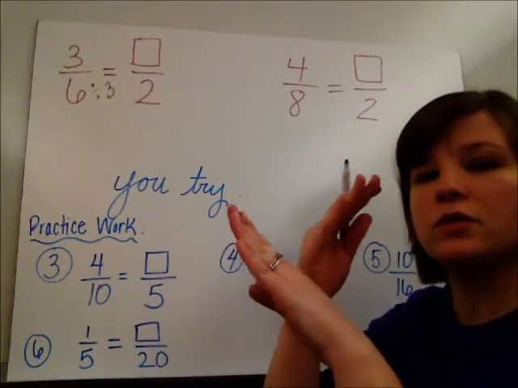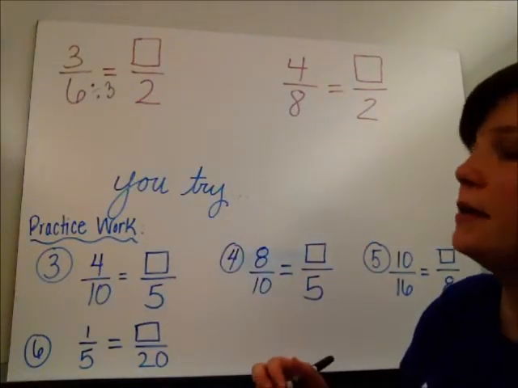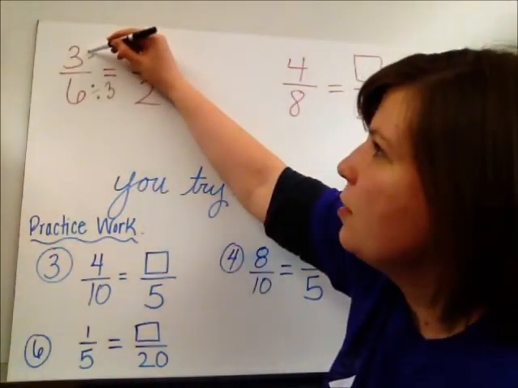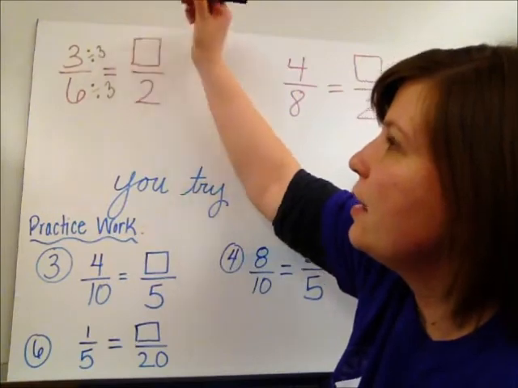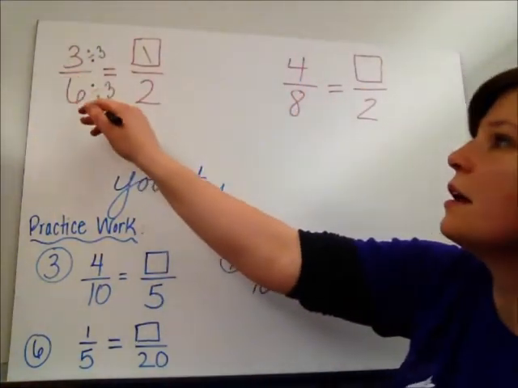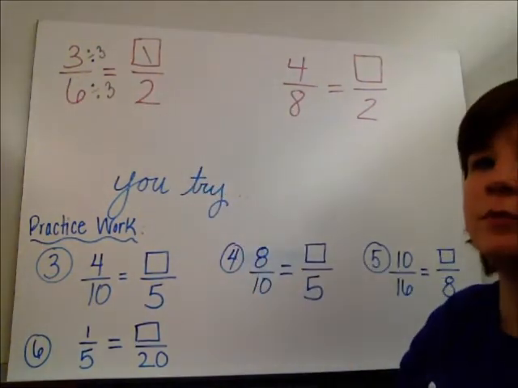Because we can switch multiplying and dividing. So we do the same thing to the top. 3 divided by 3 is 1. So 3/6 is equivalent to, or the same as, 1/2.